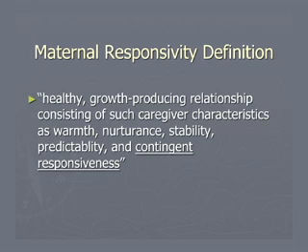So maternal responsivity, what is that exactly? This is, I hope, a definition that everyone can appreciate. It's a healthy, growth-producing relationship with such characteristics as warmth and nurturance and stability for the child, and predictability for children about how their environments work and what the rules are and how they're going to be treated. And then it's something else, and that's called contingent responsiveness. That means that when a child is looking around and they want to find something, and there's a cup of water they want to drink, maybe they reach for it and their mom goes, oh, you want the water, here's the water.